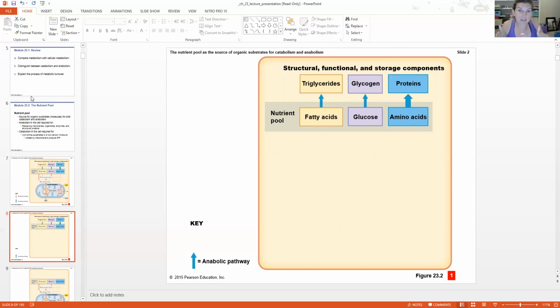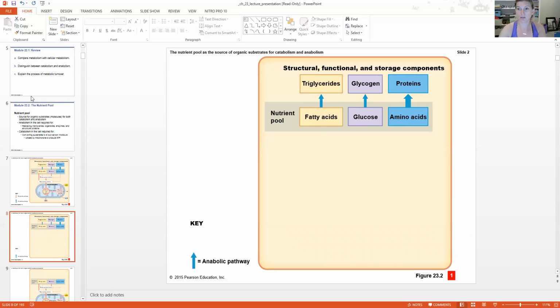So fatty acids can be converted and built into triglycerides. That's our stored fat, right? That's the stuff that we have hanging on our body. Glucose can be compacted through anabolic reactions to make glycogen. Glycogen is a stored energy source. Amino acids can be put together through anabolic reactions to create proteins.